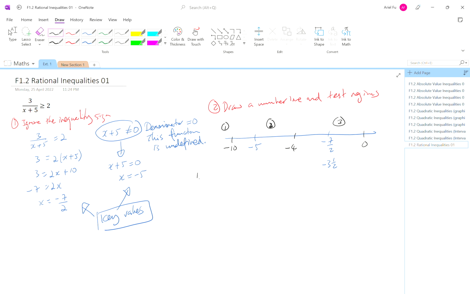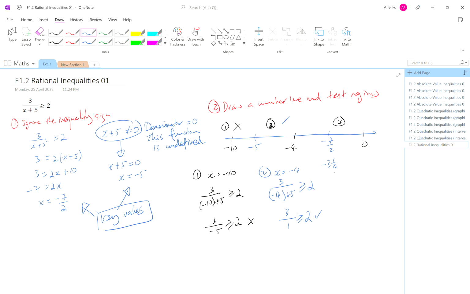For region 1, if x equals negative 10, I'm going to see if 3 over negative 10 plus 5 is greater than or equal to 2. Well, is 3 over negative 5 greater than or equal to 2? That is not right, so I don't want that. For the second region, if x equals negative 4, I have 3 over negative 4 plus 5. Is that greater than or equal to 2? That means we have 3 over 1, which is 3. Is it greater than 2? Yep, it is, so I do want this part.